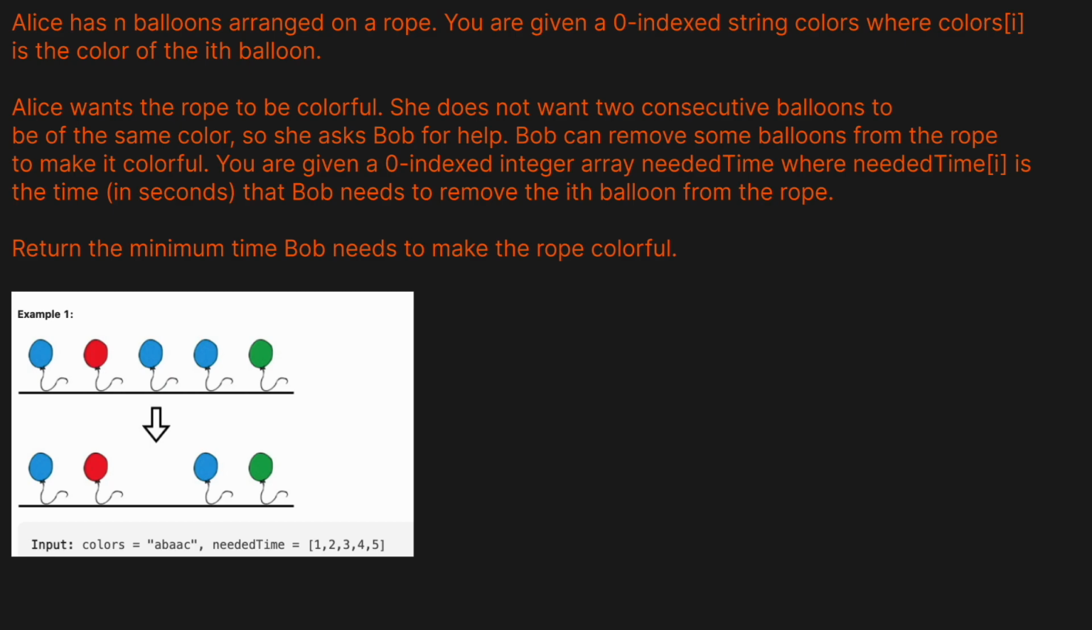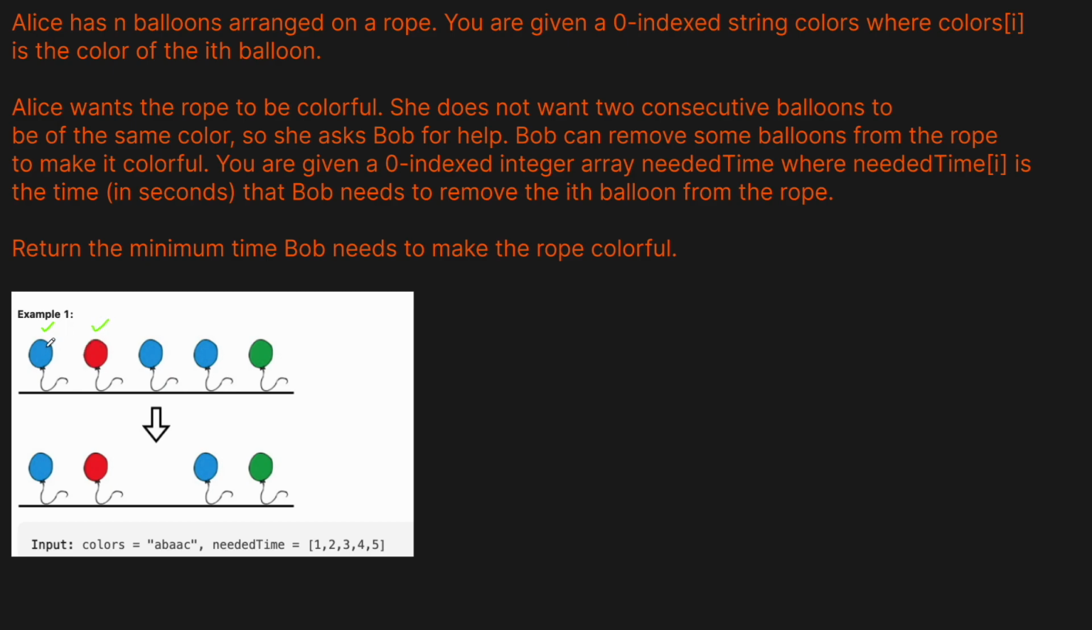Okay, let's look at an example. So we have this rope here where there's a blue balloon, a red balloon, a blue balloon, a blue balloon, and then a green balloon. And we want to make it into one where there's no two same colors next to each other. So obviously this blue balloon is fine on its own because there's nothing to its left, and to its right is a red balloon. So we're fine there. Same with the red balloon.